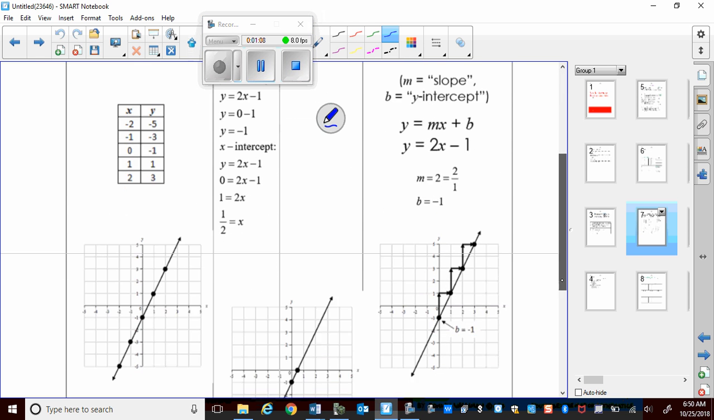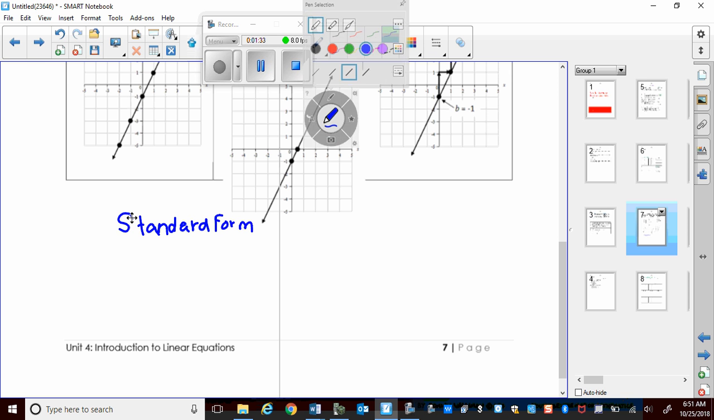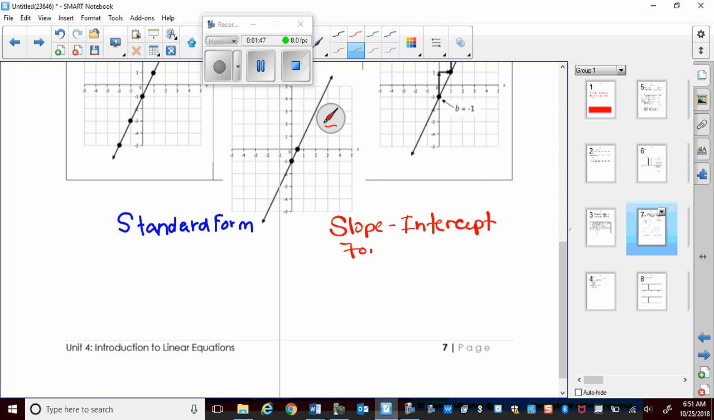But the first thing I want to go over with you is the basic forms that linear equations come in. There's three forms, but we're going to focus on two: the standard form of linear equations, and we will also focus on the slope intercept form of linear equations.